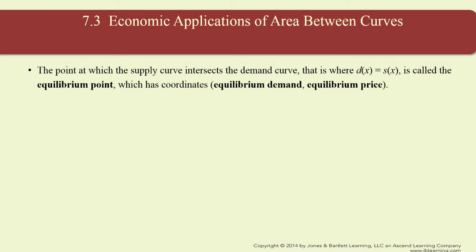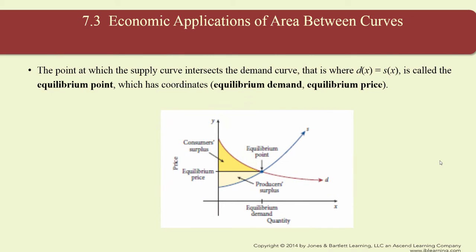Now we're going to talk about a special point in econ theory. It's the point where the supply curve and the demand curve intersect, in other words, where d of x equals s of x. That point is called the equilibrium point, and it has x and y coordinates. The x coordinate will be called equilibrium demand. The y coordinate will be called equilibrium price. It's still demand and price, but since it's at equilibrium, it has the special names equilibrium demand and equilibrium price.